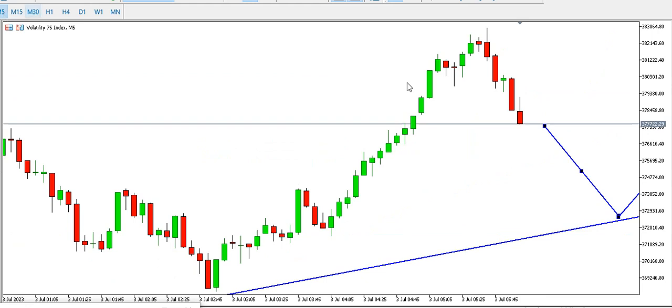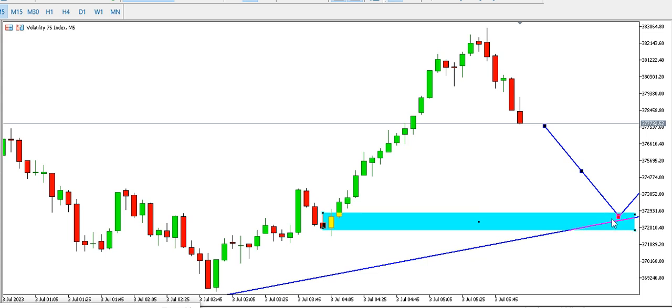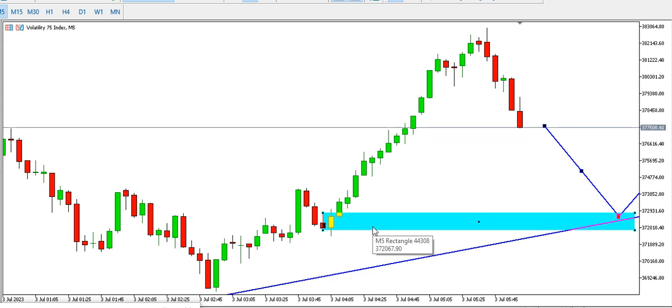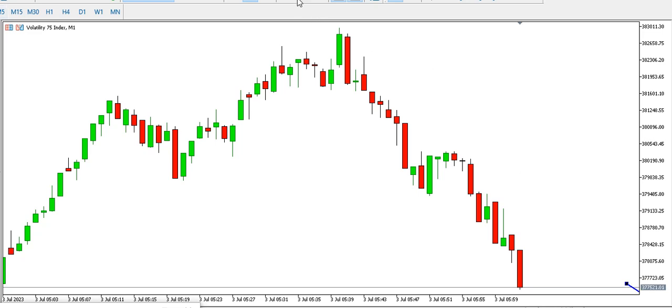On the 5 minutes time frame, it's currently selling. We might look into selling V75 index. On the 5 minutes time frame, V75 might likely drop to this particular order block that is in confluence with the ascending trend line. This ascending trend line and this order block might serve as a demand zone for price to pick up traction to the top side. But for now, V75 is currently selling.